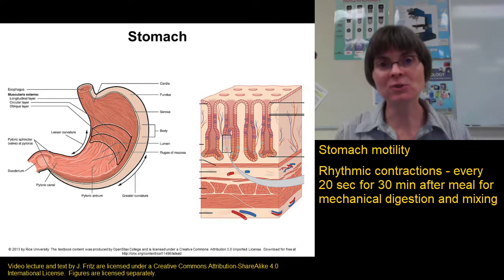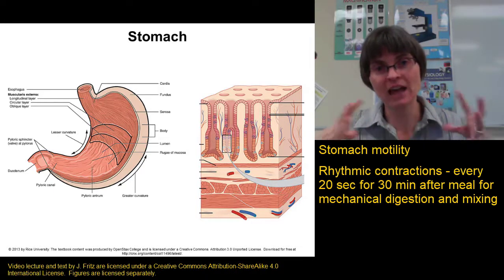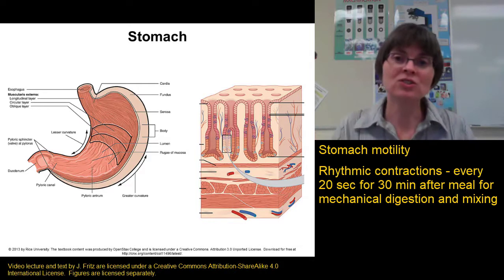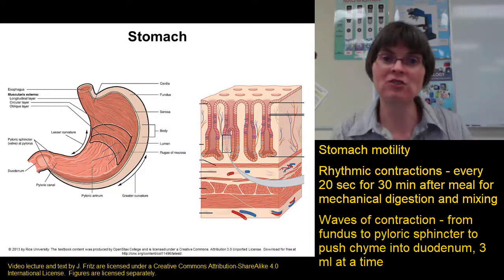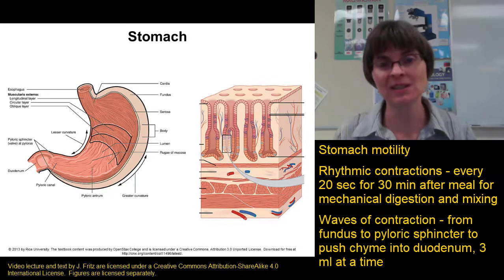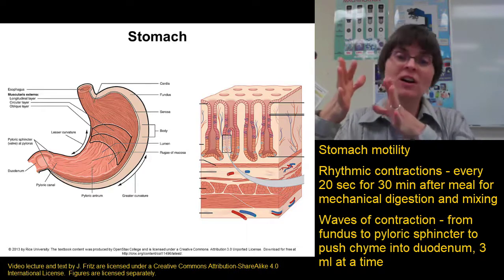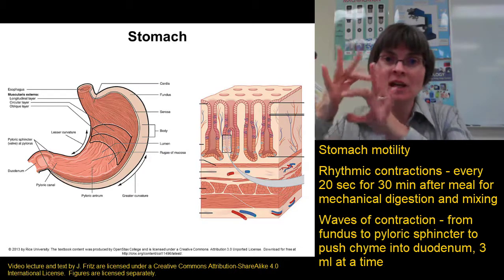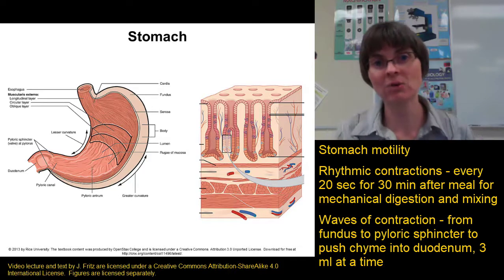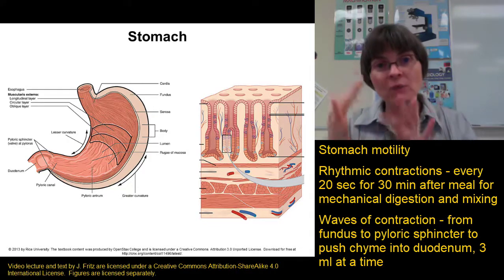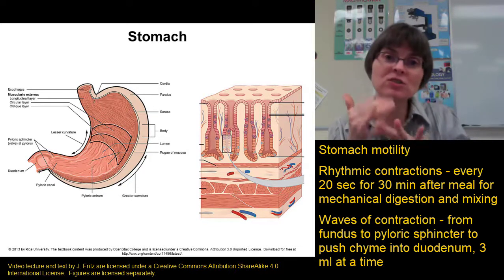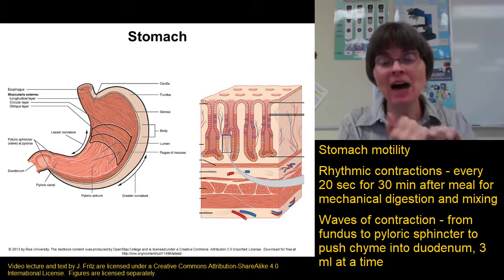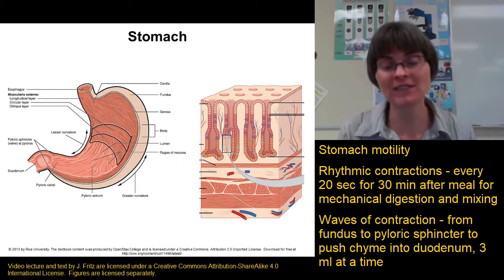And so the stomach switches from these rhythmic contractions every 20 seconds or so to a wave of contraction more similar to peristalsis. These waves of contraction start from the fundus or the top of the stomach and push down towards the pyloric region. What these waves of contraction do is they push a small amount of the chyme out of the stomach into the small intestine with each wave of contraction.